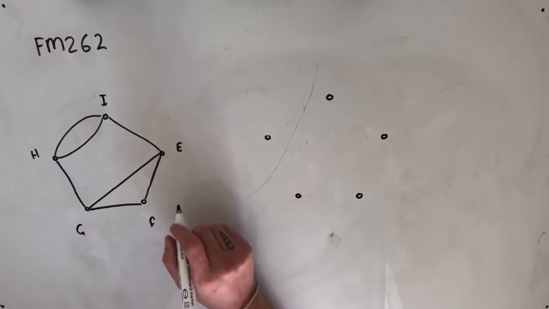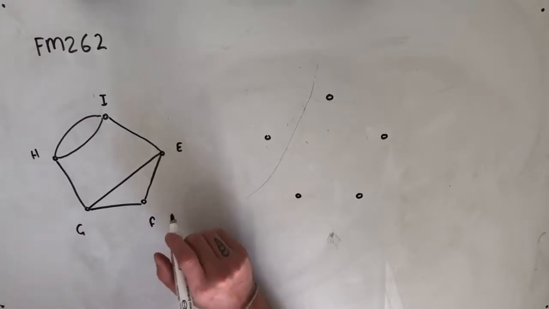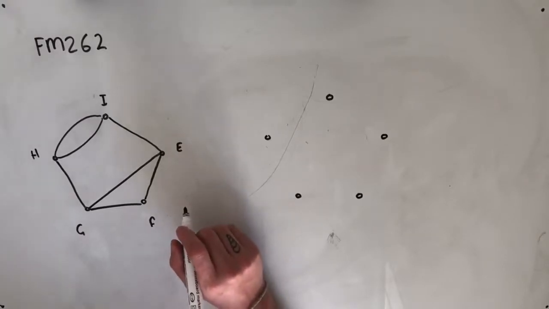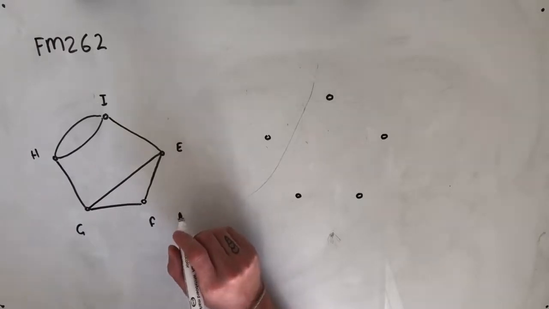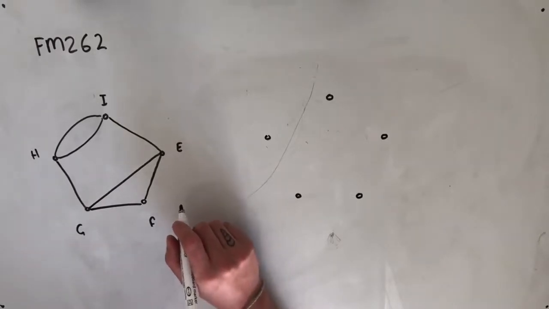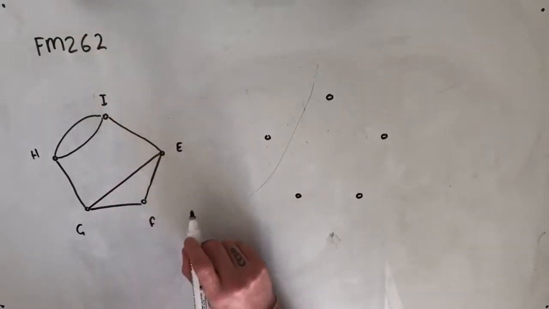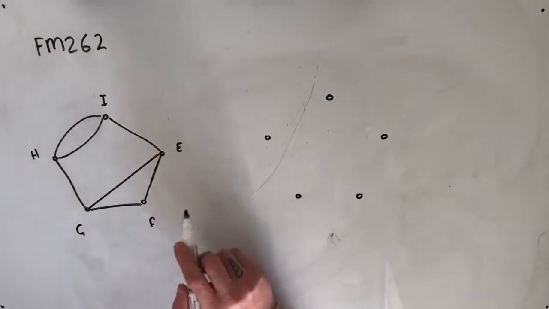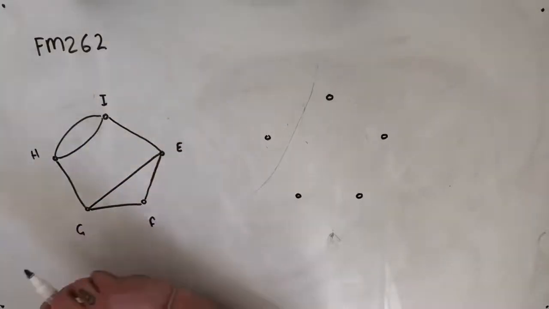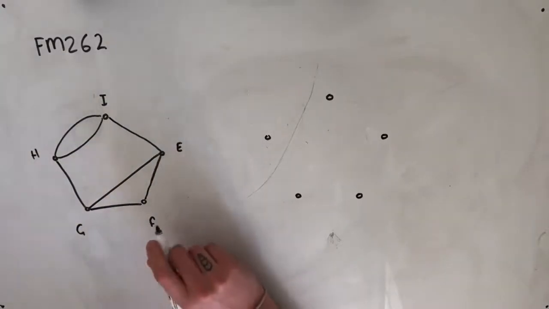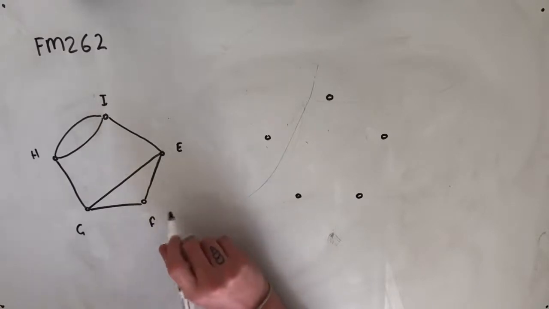This question reads, the graph below represents 5 towns and the roads between them. An edge represents a road between a pair of towns. For example, the edge connecting I and E shows that there is a road between these two towns, and then we're given this graph here. The question then asks, which one of the following graphs does not contain the same information as the graph above?